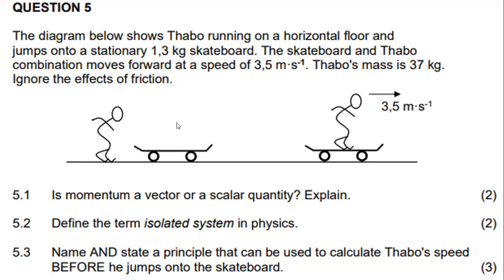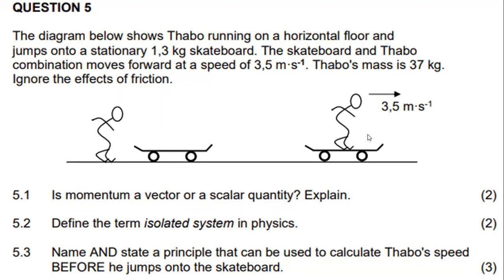Then we have the skateboard. And the skateboard, we were told that it was stationary altogether. So if the skateboard was stationary, it means it was not moving. And if it was not moving, then it means its initial velocity before the collision with Turbo is zero.